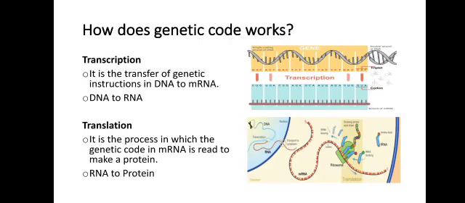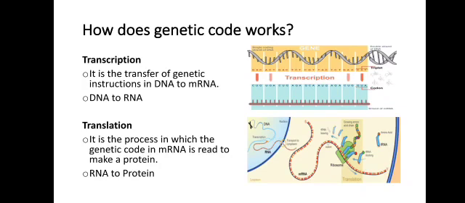How does the genetic code work? First, it undergoes transcription. It is the transfer of genetic instructions in DNA to mRNA. Transcription is a process in which information is rewritten, or the process of copying out the DNA sequence of a gene in the similar alphabet of RNA. It uses DNA as a template to make an RNA or mRNA molecule. During transcription, a strand of mRNA is made that is complementary to a strand of DNA.